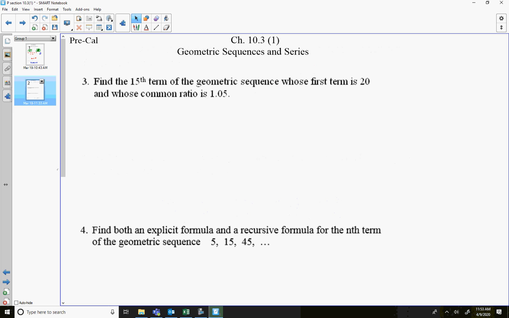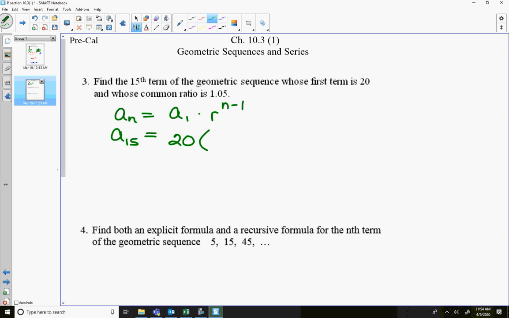Now, flipping the page, number 3, find the 15th term. I don't want you counting 15 terms. We don't want the 13th or the 14th, etc. We simply want the 15th term. Now we're going to use the formula. So for the 15th term, n is 15. First term is 20. Common ratio doesn't even pretend to be pretty, 1.05. And since n is 15, 15 minus 1 is going to be the 14th power.